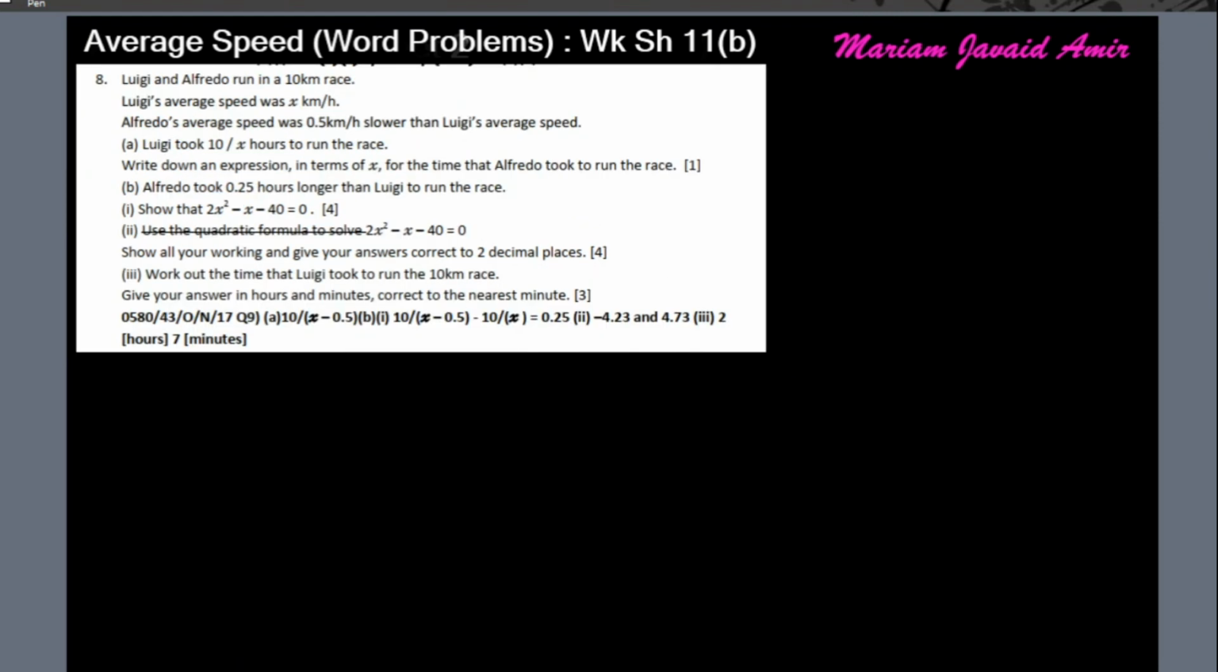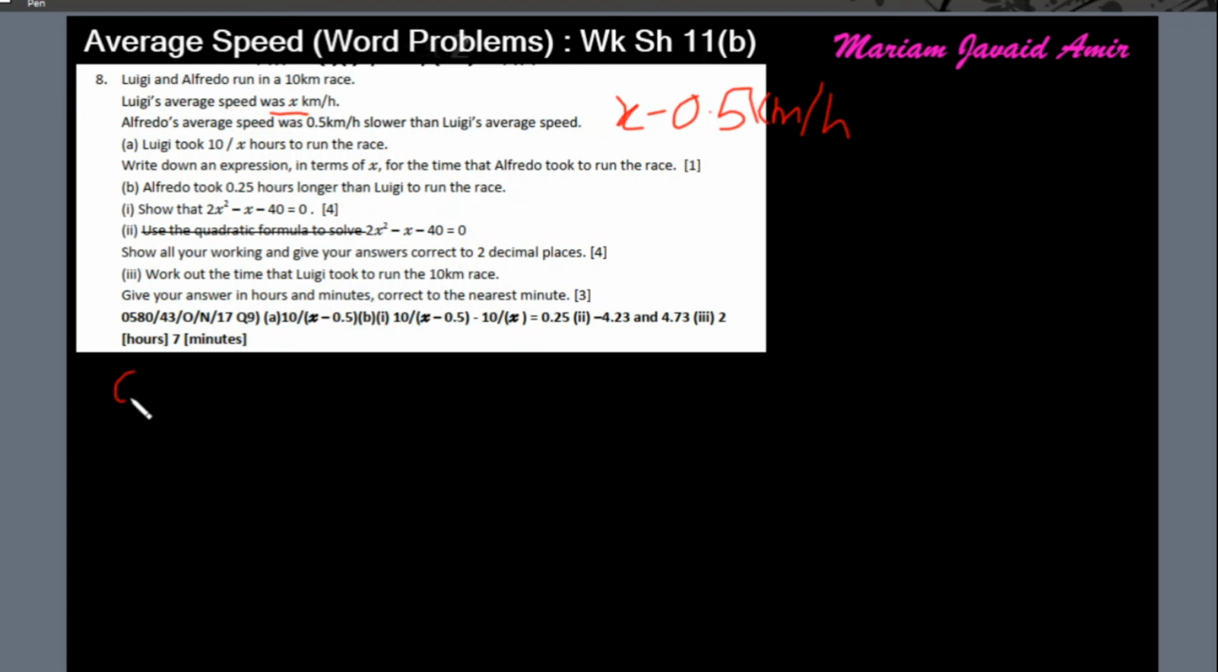Question 8. Luigi and Alfredo run a 10-kilometer race. Luigi's average speed was x kilometers per hour. Alfredo's average speed was 0.5 kilometer per hour slower than Luigi's average speed. So if Luigi's average speed is x, then Alfredo's average speed will be x minus 0.5 kilometer per hour.